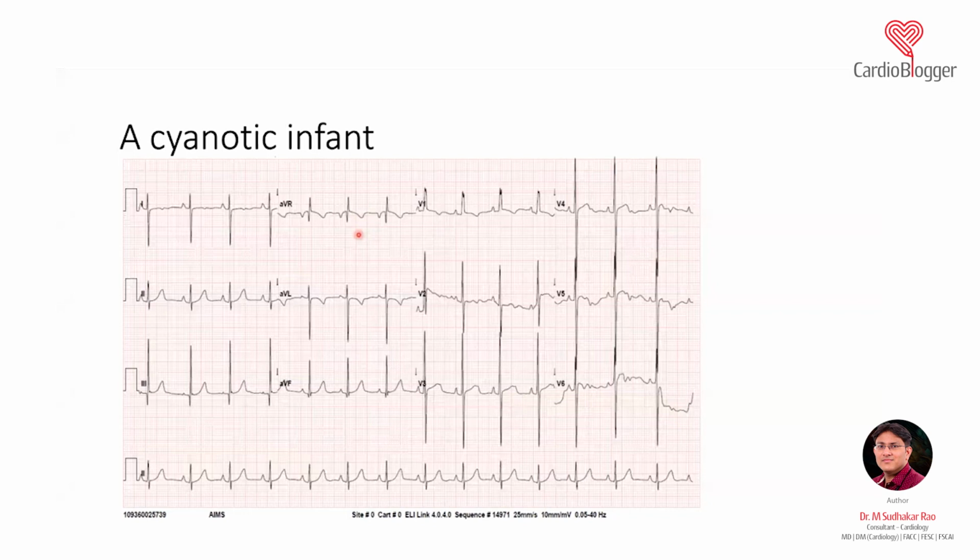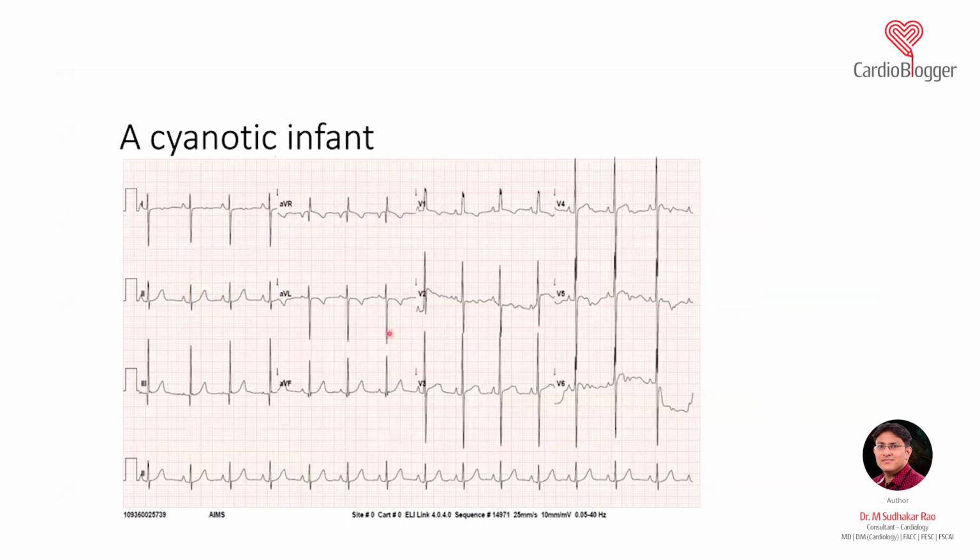Now let's see which chamber is enlarged. Most probably there is a right atrial enlargement, because there is a right axis deviation. You can see that there is a P pulmonale. If you see the height of P, it is almost 3 mm, 1, 2, 3, more than 2.5 mm, which means there is some form of right atrial enlargement, and right axis deviation is there.